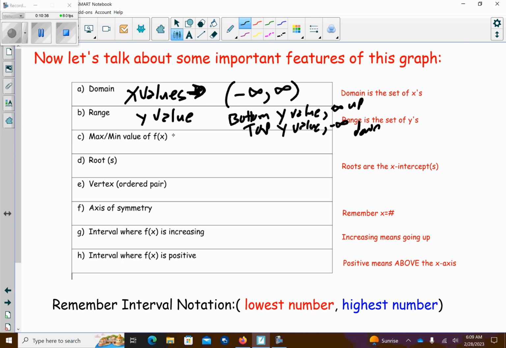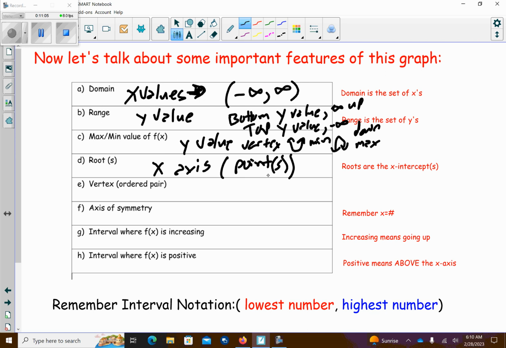Okay, the max or min value of f of x, this is the y value of the vertex. If it opens up, it's going to be a min. If it opens down, it's going to be a max. The roots is where it crosses the x-axis. Okay, and so you can label that as a point, and I'm going to say that it could be points because it could touch twice.